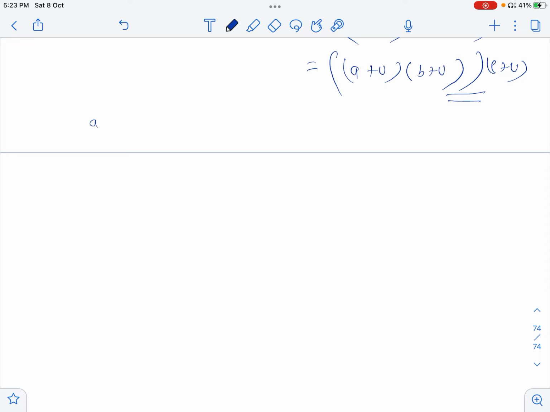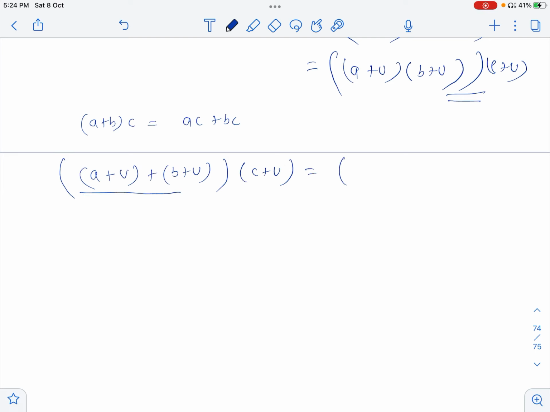Distributive means (A + B) multiplied with C is equal to AC + BC. So elements of R mod U are of the form A + U, B + U, and multiplied with C + U, which is equal to, let us first operate within the bracket, so that will be (A + B) + U multiplied with C + U.